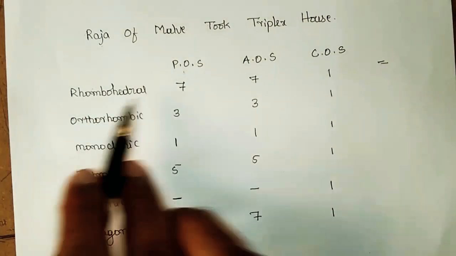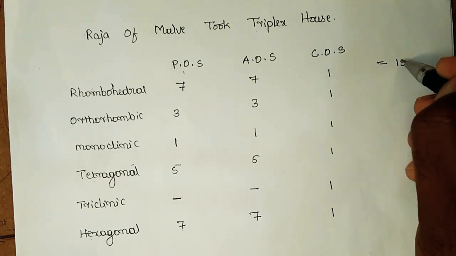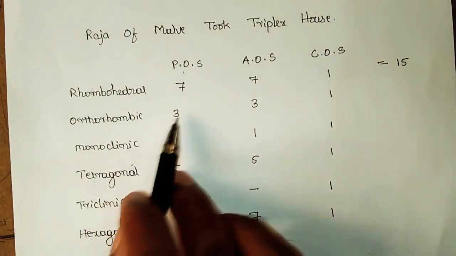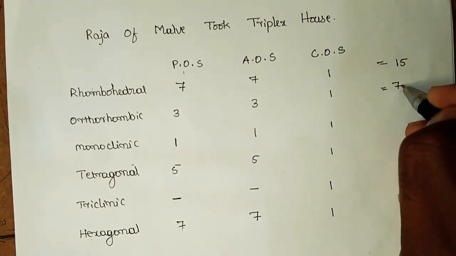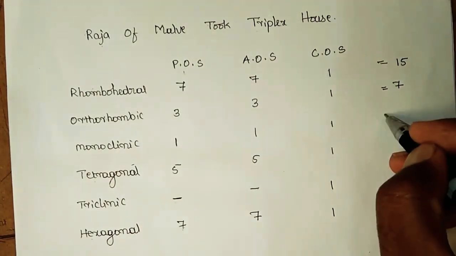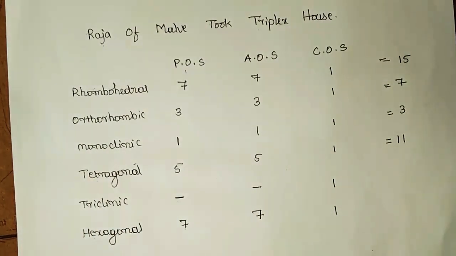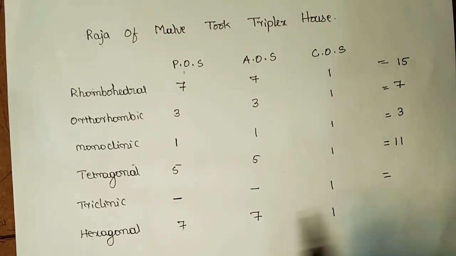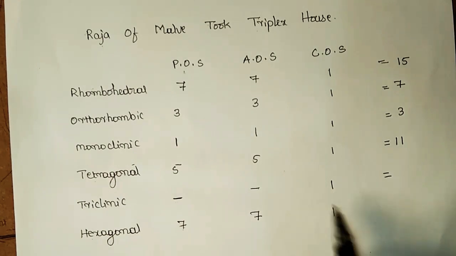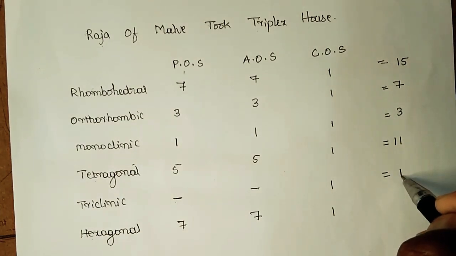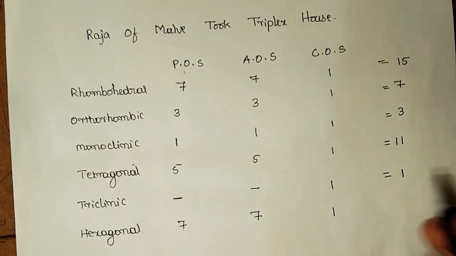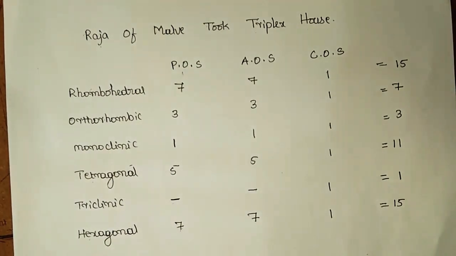As a whole, in the case of rhombohedral, 7 2s are 14 plus 1, 15 elements of symmetries are there. In the case of orthorhombic, 3 2s are 6 plus 1, 7 elements of symmetries. In monoclinic, there are a total of 3 elements of symmetries, and in tetragonal there are 11 elements of symmetries. Triclinic is the most asymmetric crystal system, having only a center of symmetry, and in hexagonal 7 2s are 14 plus 1, again 15 elements of symmetries. And that's about the elements of symmetries present in crystal systems.